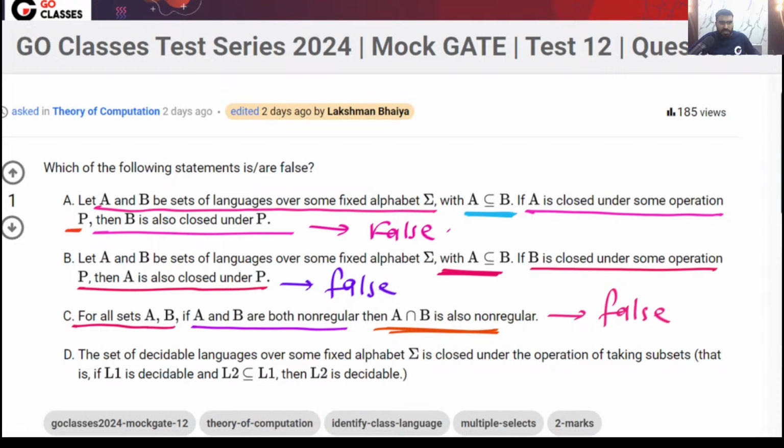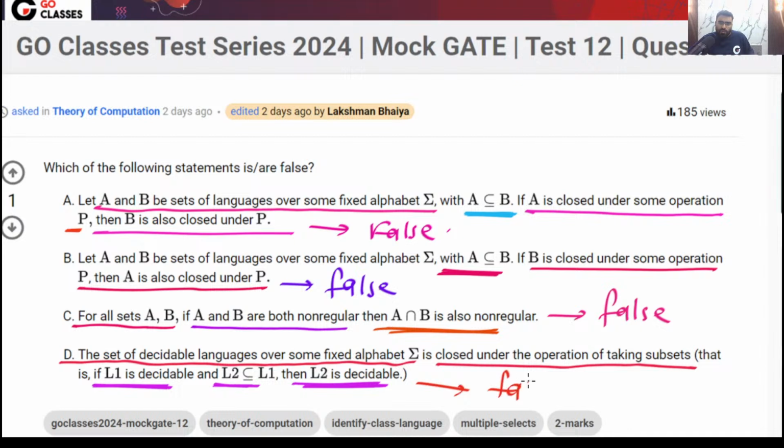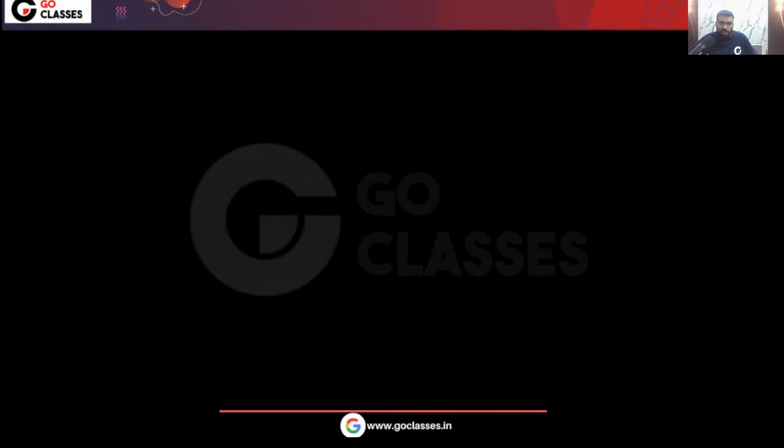What about option D? Please tell me. The set of all decidable languages is closed under the operation of taking subset. Subset operation means if L1 is decidable and L2 is a subset of L1, then L2 is decidable. This statement is also false. Under the subset operation, no class of languages is closed.